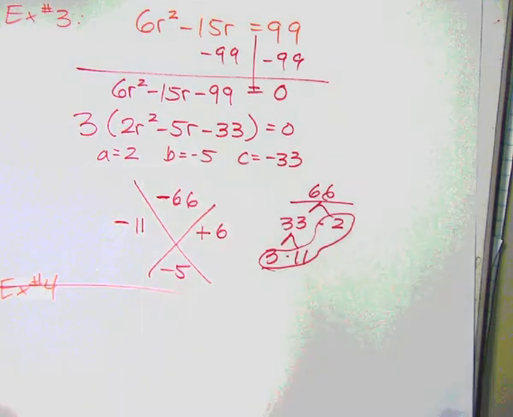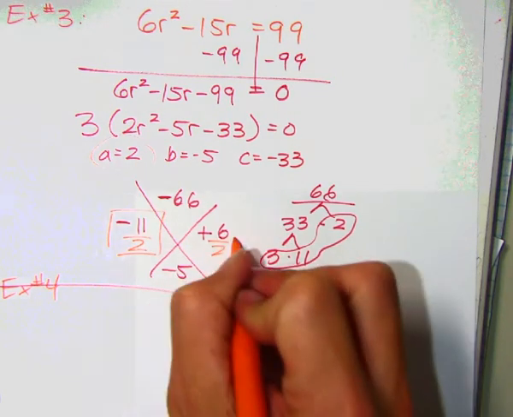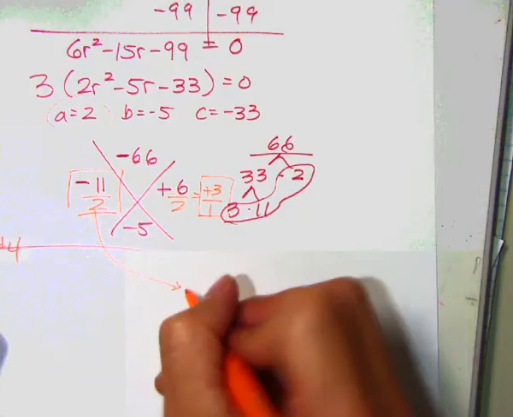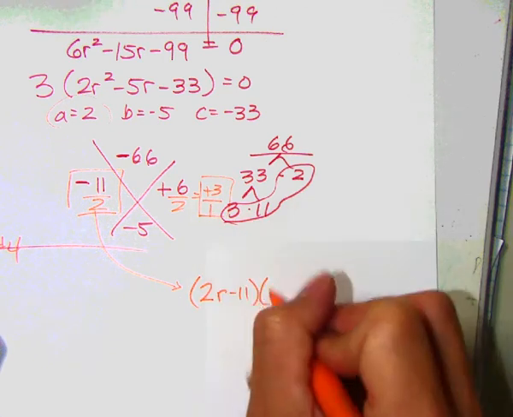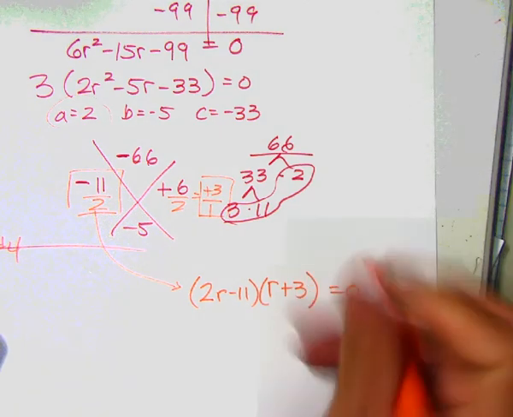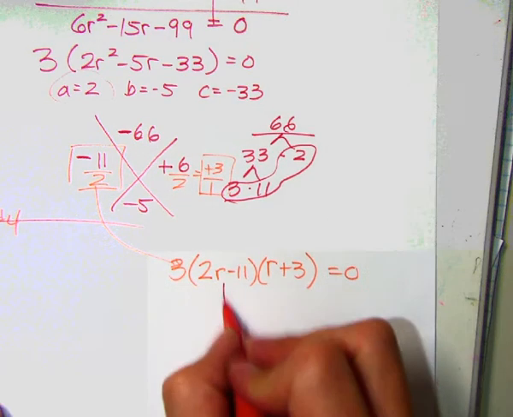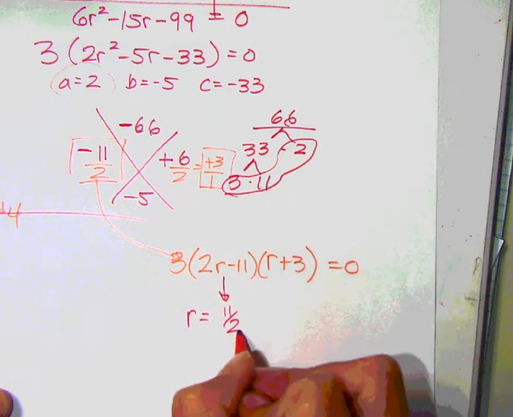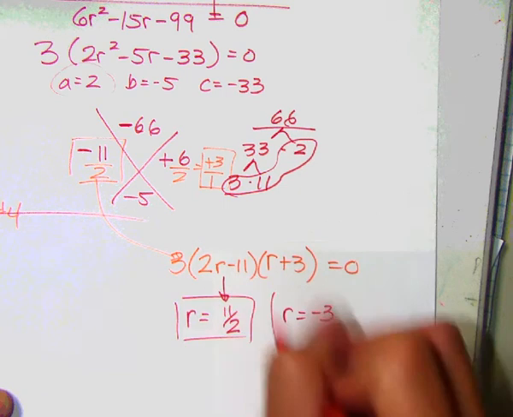Yes. Now I divide by my leading coefficient. That doesn't reduce, this one does. So that tells me my answer is 2r minus 11 times 1r, just say r, plus 3 equals 0. But I can't forget that I divided out a 3 from the beginning. All right, so my solutions, for those who are ready for my shortcut: r is going to equal 11 over 2, and r is going to equal negative 3, or negative 3 over 1. And those are my solutions.